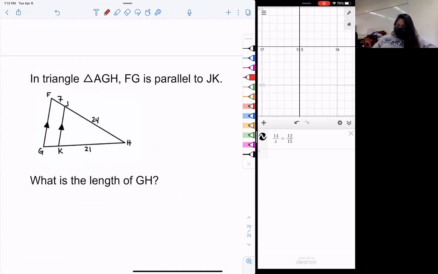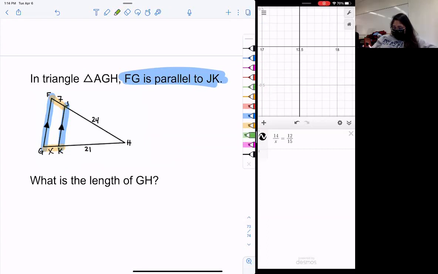In triangle AGH, FG is parallel to JK. FG is parallel to JK, which means they are proportional. So then, where am I gonna put the X? Below the 7, JK here? G, okay, very good. All right, so this part is proportional to, 7 is proportional to what? Elisa? X, very good, Oliver.